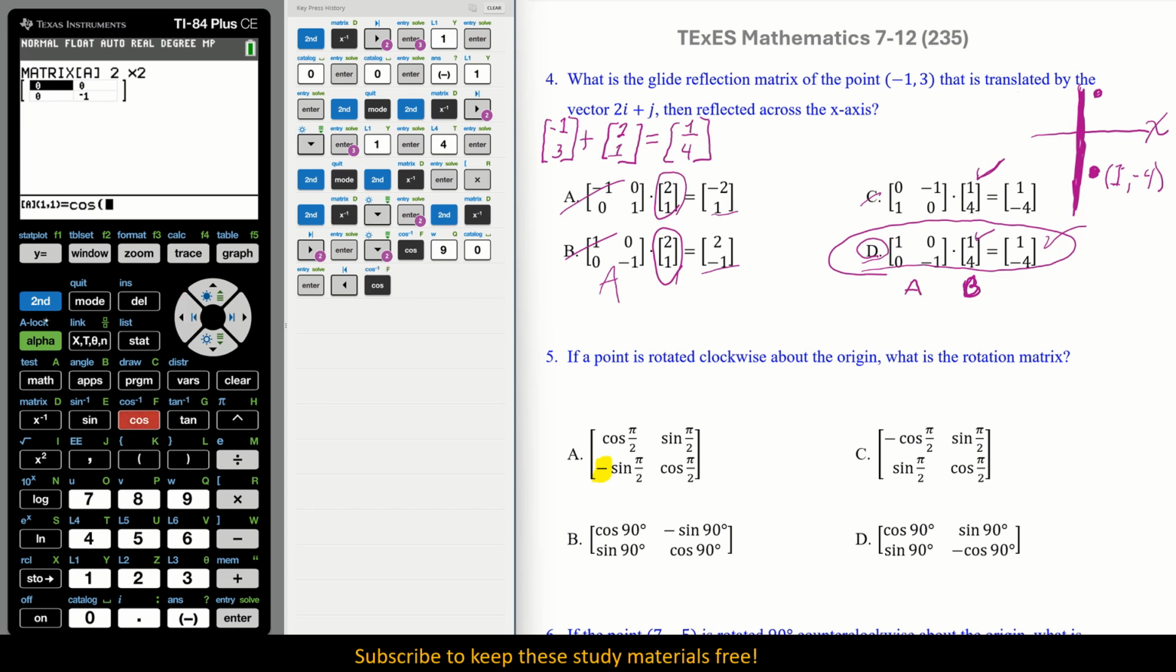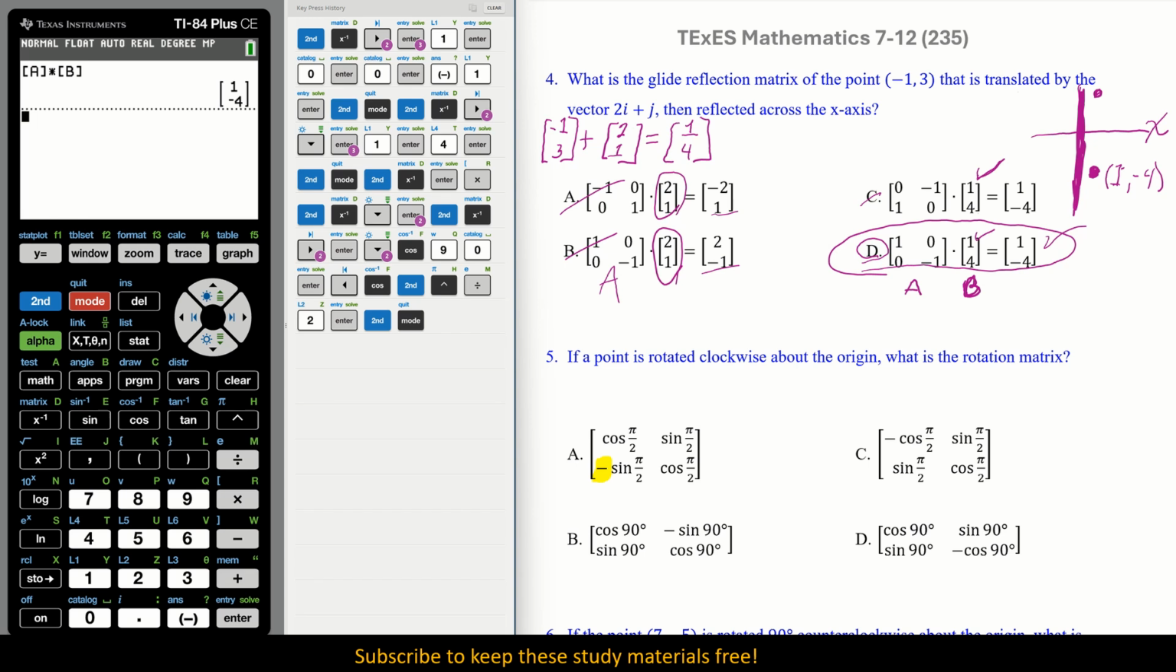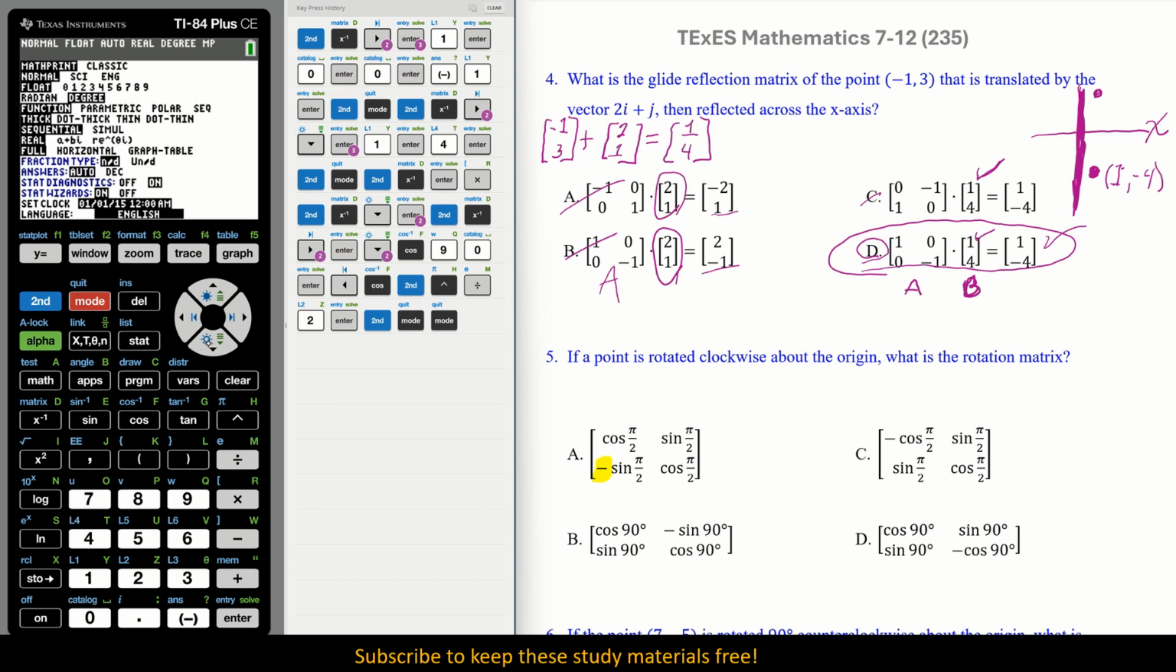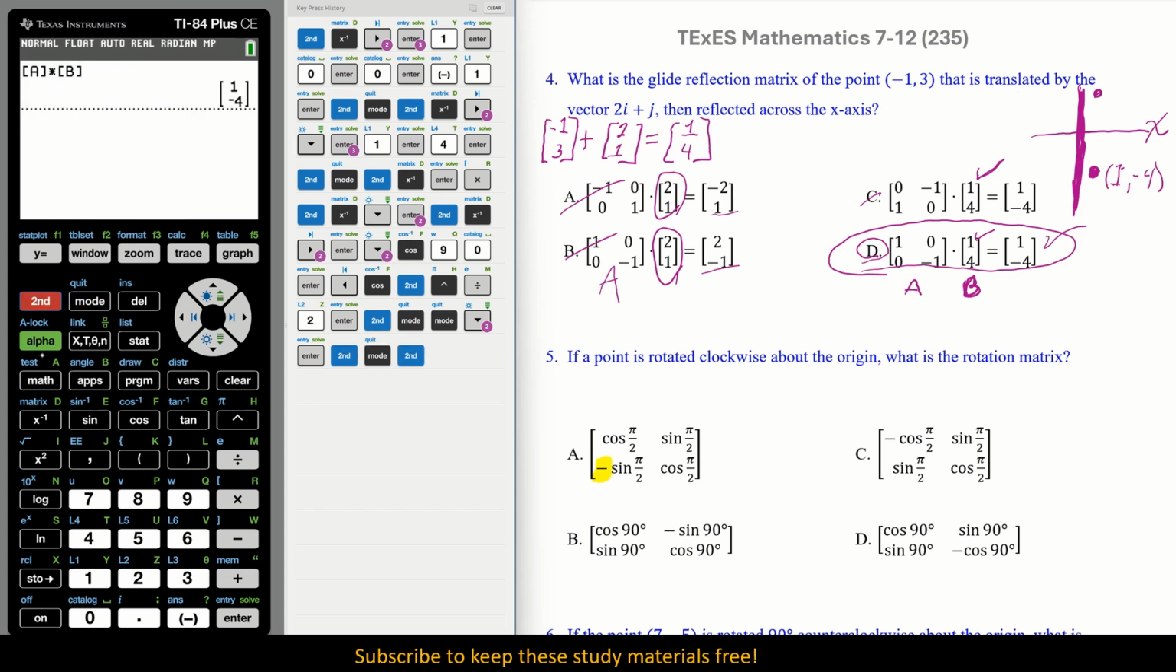Okay, let's go back. Let's see what happens. Let's say cosine second pi divide by 2. Watch what happens. Yeah, that could lean towards a big mistake. All right, so we need to go second mode just to get out, then go back to mode. And let's put that in radians because remember, we're checking option A to verify. See, it's highlighted, second mode. Now let's go back to my matrix, second matrix, over to edit, edit A.